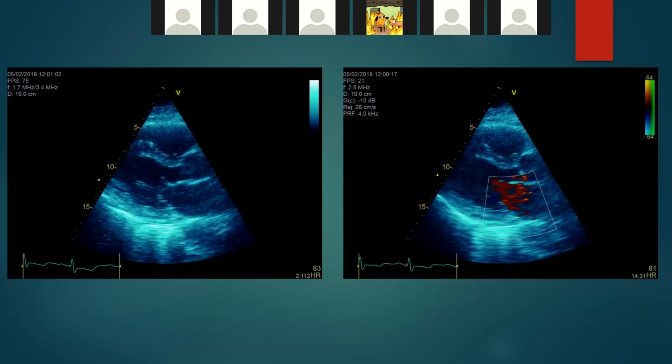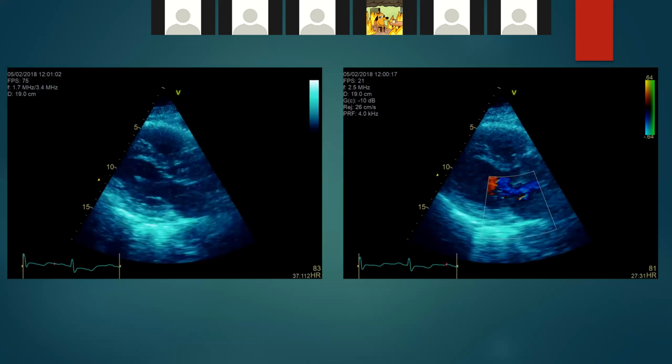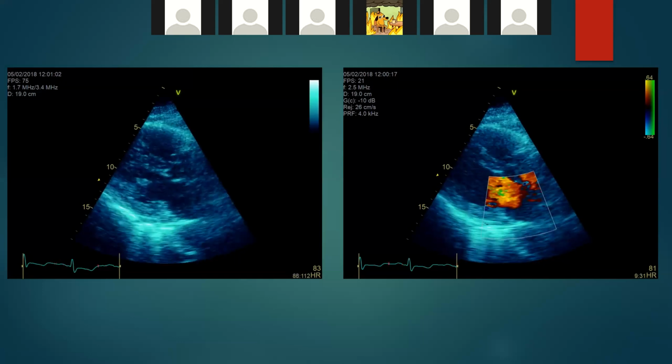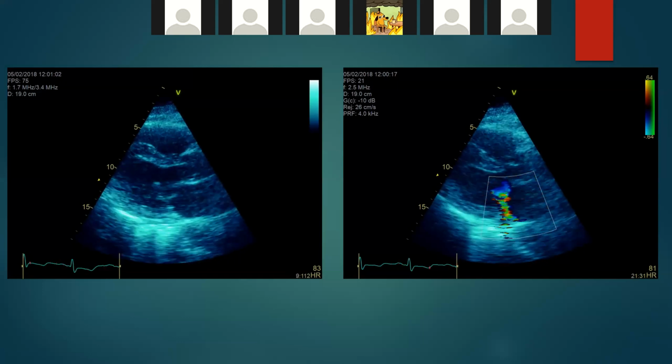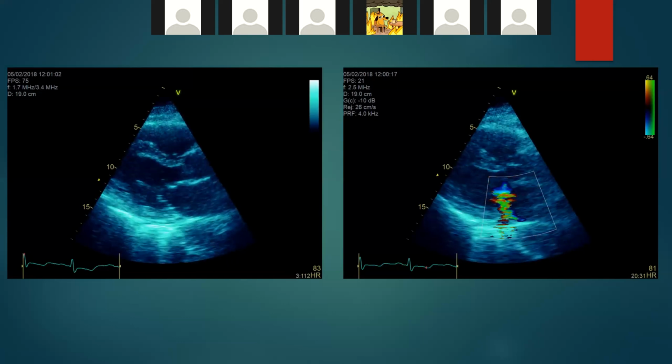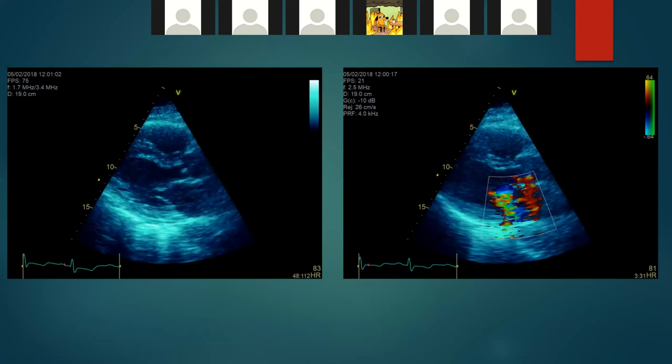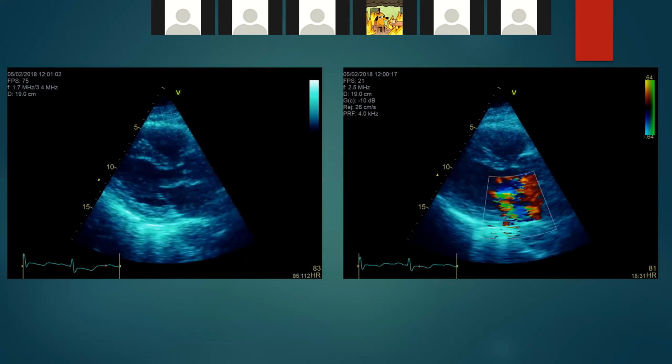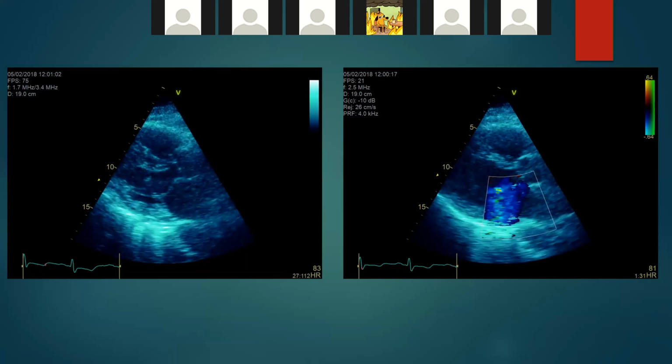On the right-hand side, you've got color Doppler. You can't see anything anymore because the frame rate's diminished in the mid cavity, but there is a lot of color, which is eccentric, directed towards the posterior leaflet. So these are all pointing towards severe acute MR.